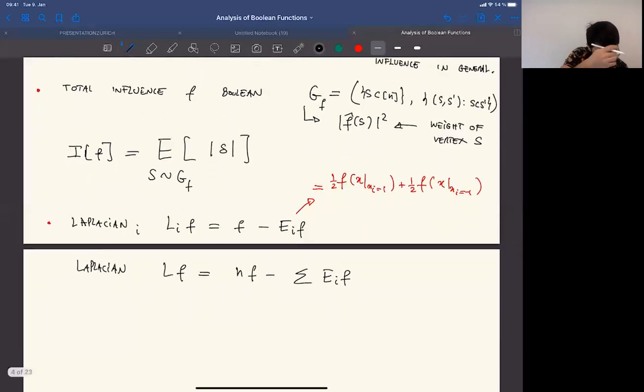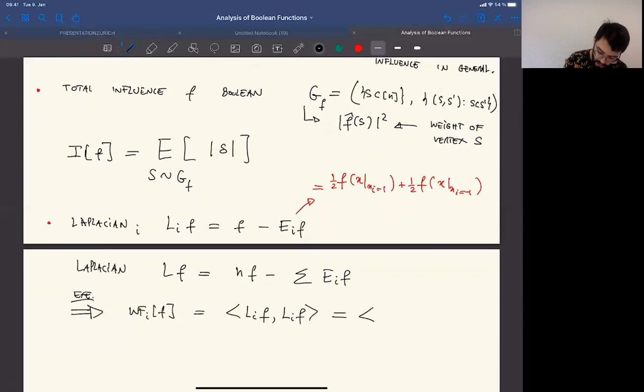And what you can show, as an exercise, is that the influence I_i of f is just L_i f times L_i f, which is also equal to L_i f times f. And the total influence of your function is also given in terms of the Laplacian.